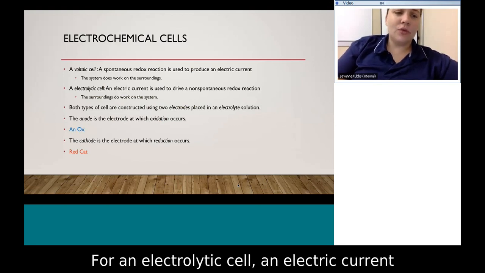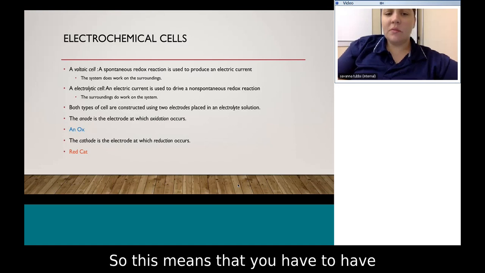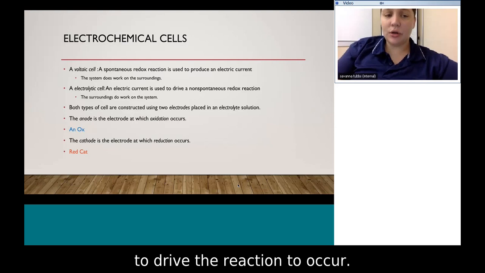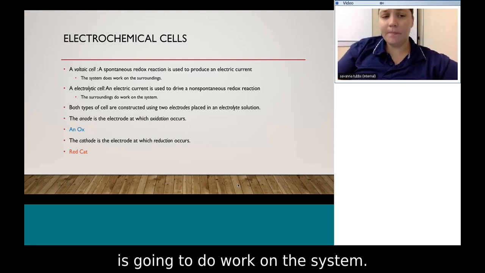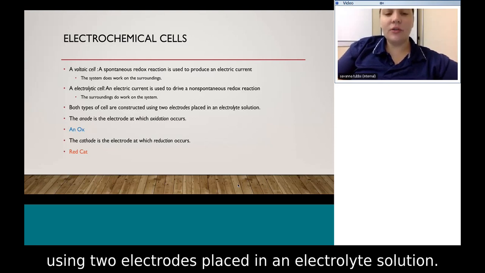For an electrolytic cell, an electric current is used to drive a non-spontaneous redox reaction. So this means that you have to have some form of electric current, such as a battery, to drive the reaction to occur. And for an electrolytic cell, the surrounding is going to do work on the system. Both types of cells are constructed using two electrodes placed in an electrolyte solution.